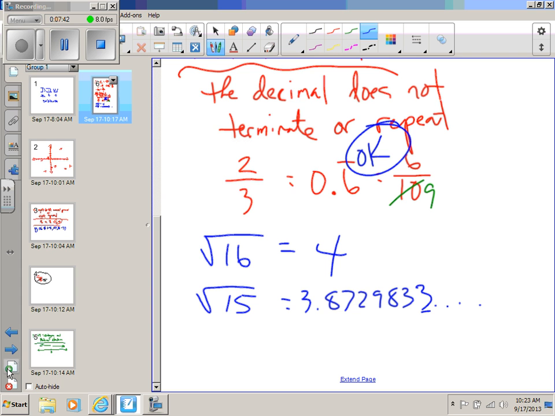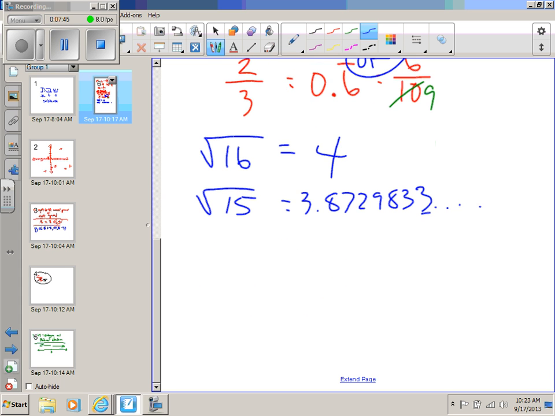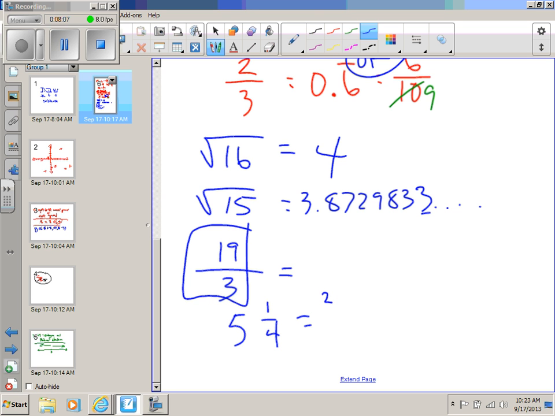Okay. What about if you had an improper fraction, 19 over 3? Whoops, that already is. I did it backwards. What if you had 5 1/4? Could you put that into a over b form? Just convert it to the improper fraction. That would be fine. 21 over 4. So there are a lot more instances of rational numbers than there are of irrational numbers.